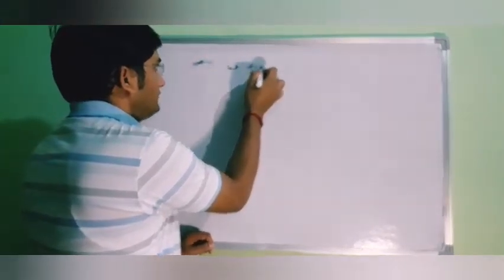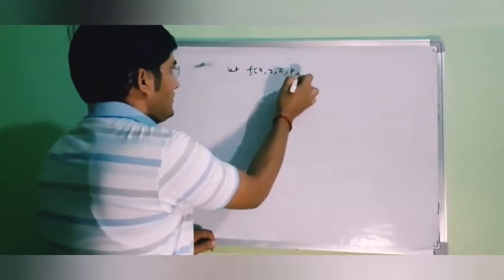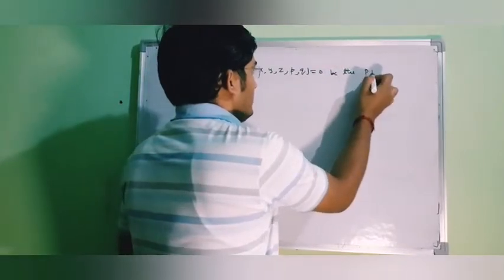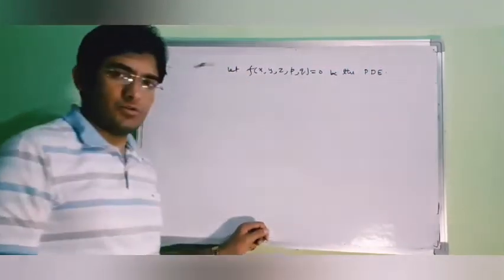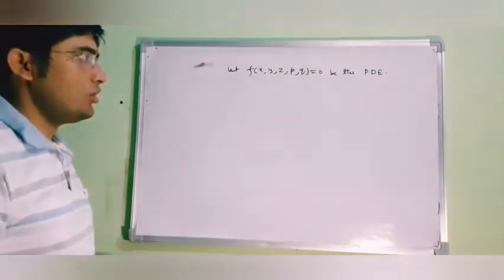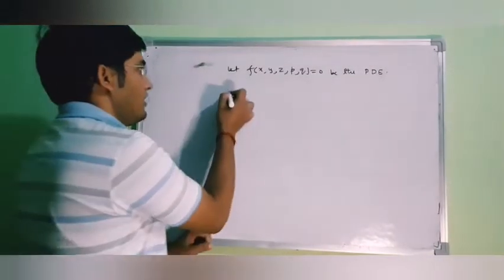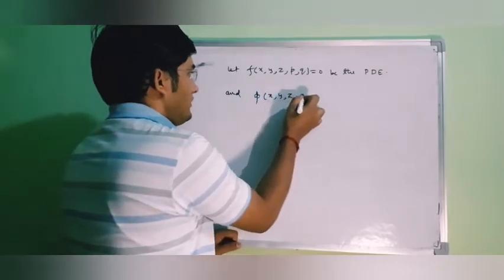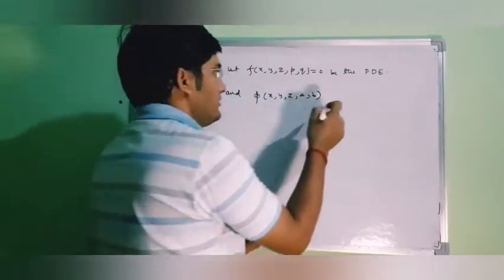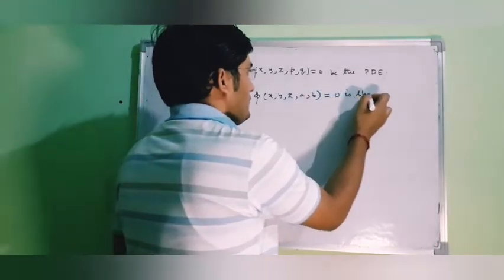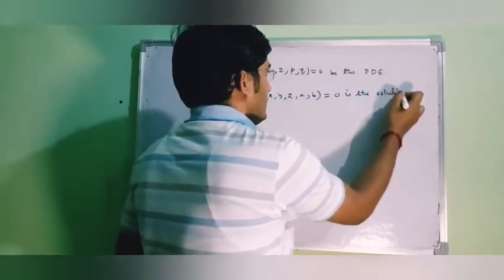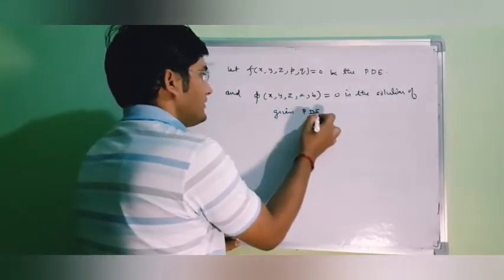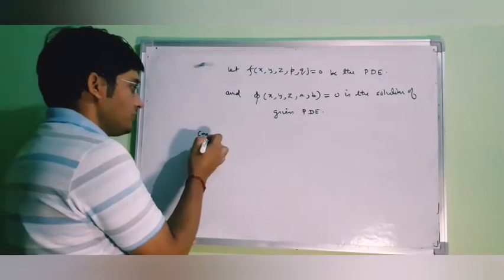Let f of x, y, z, p, q equal to 0 be the partial differential equation. It can be a linear partial differential equation or a non-linear partial differential equation, and say its solution is phi x, y, z, a, b equal to 0, the solution of the given partial differential equation. Now then, complete solution.